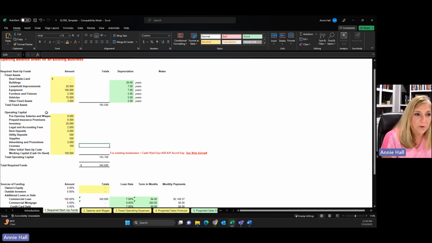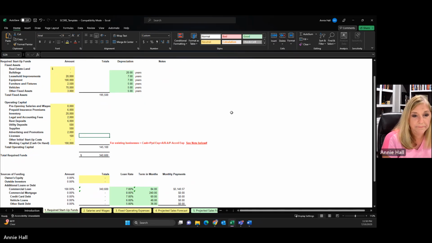So this is an important number, and it's really important that you do good research here, that you don't fudge it low. Better to guess high than low. And then this number right here is one that after you run your financials, this is one that we normally have to come back and tweak a little bit because we're just guessing.